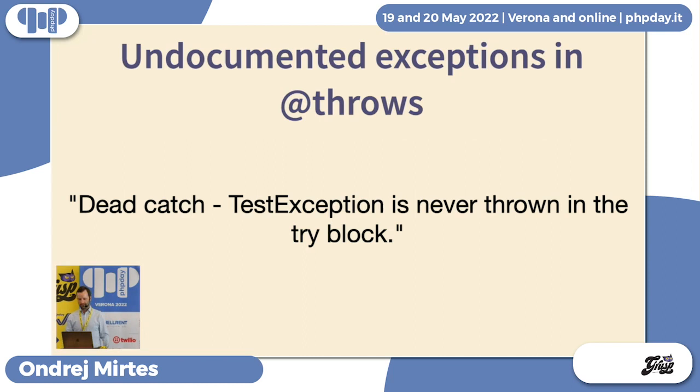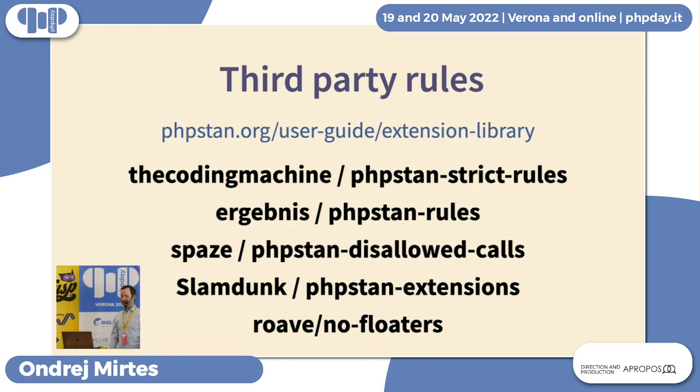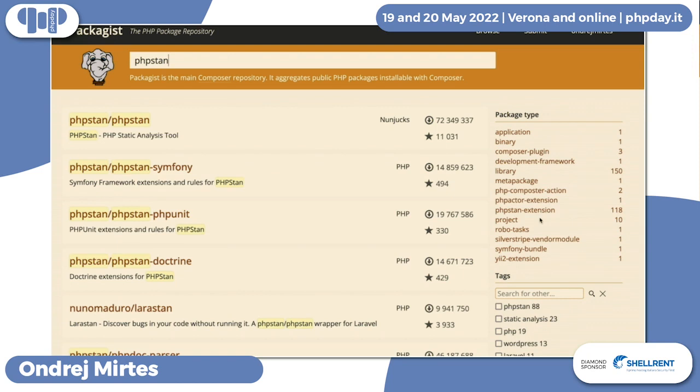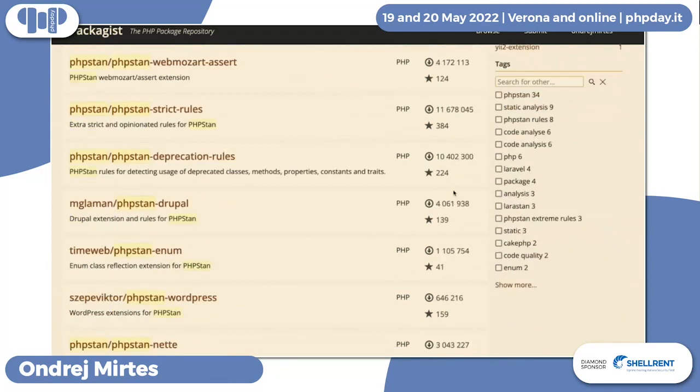All right, that's not all. There's also an extensive library of third-party packages, third-party extensions. This is just an example of a few of them. And you can also search for more packages this way. When you search for PHPStan, on the right side there's a filter, PHPStan extension, and you can find more than 100 there. So I encourage you to go through this list.